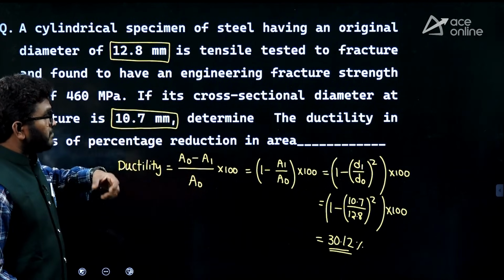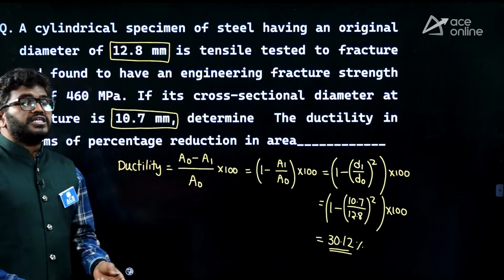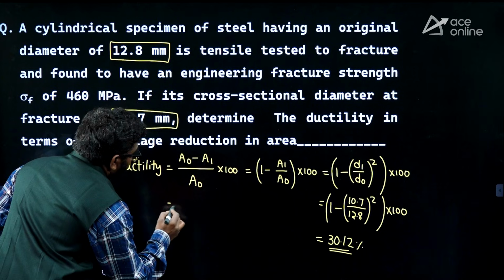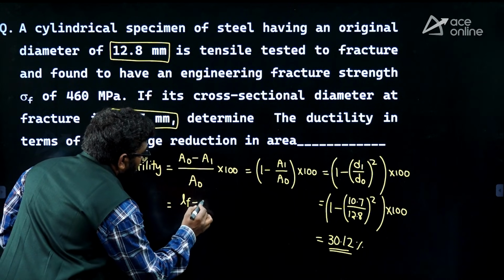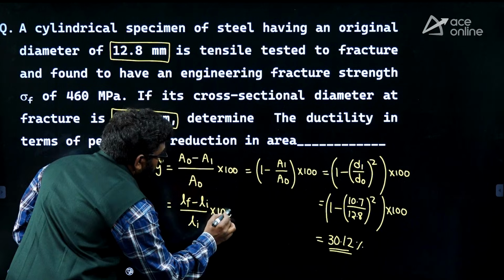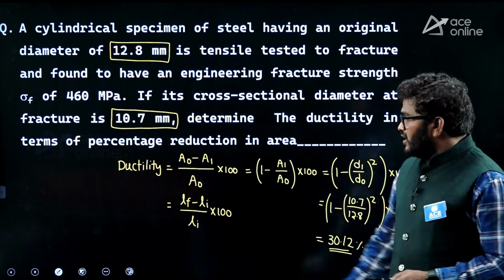In case in the question if they asked ductility in terms of percentage elongation, definitely they will give initial length and final length, so that you can write final length minus initial length by initial length into 100. We can also use this formula. I hope you understood. Understood now?